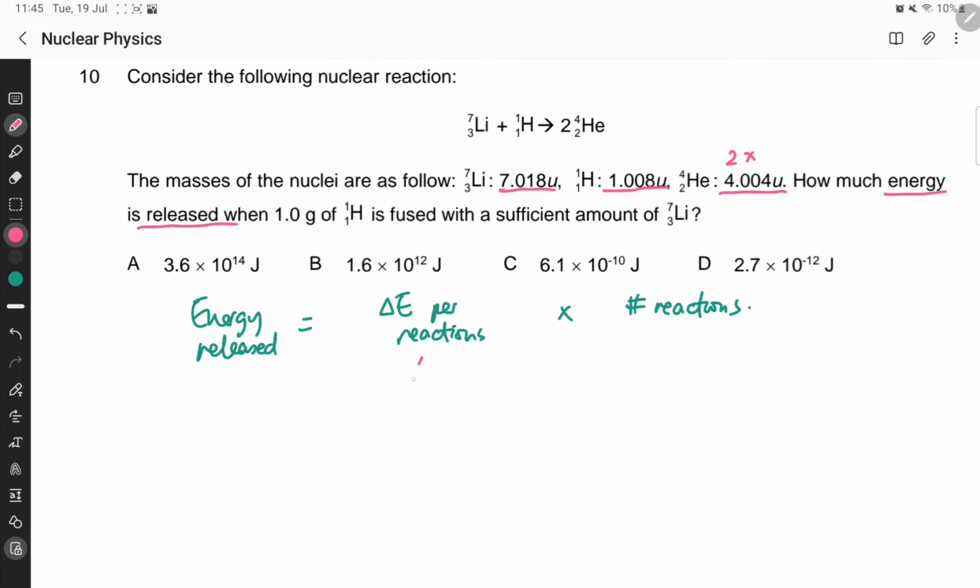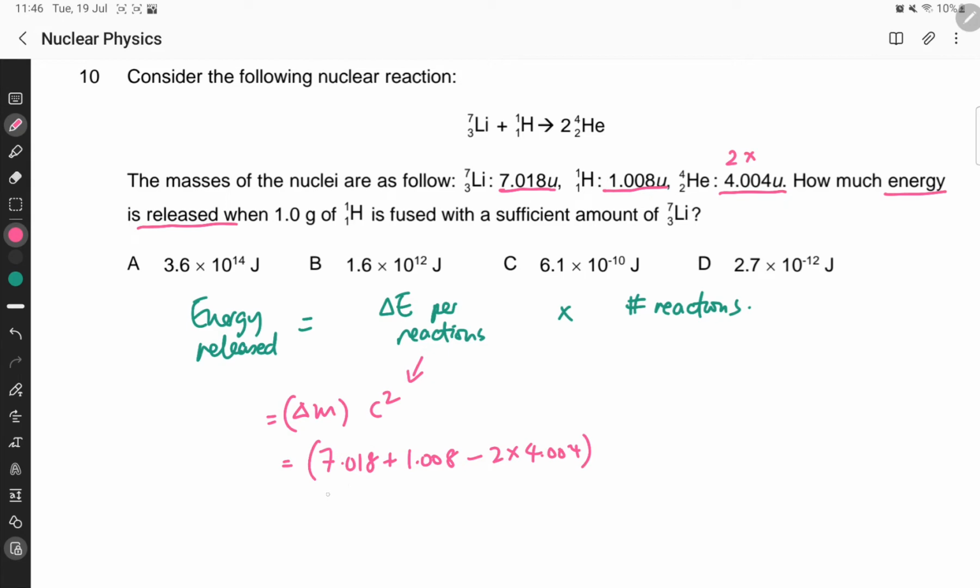So for the first term, the delta E is actually equal to the delta M times C square, okay? The delta M is equal to how much? Is equal to 7.018 plus 1.008 minus 2 times of 4.004, okay? Take note, here you need to remember to times 2, so some students will forget to times 2.